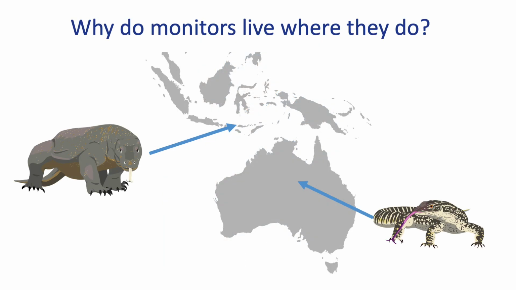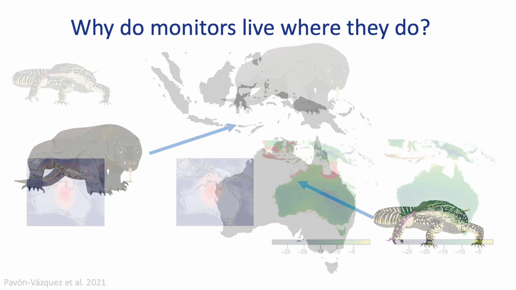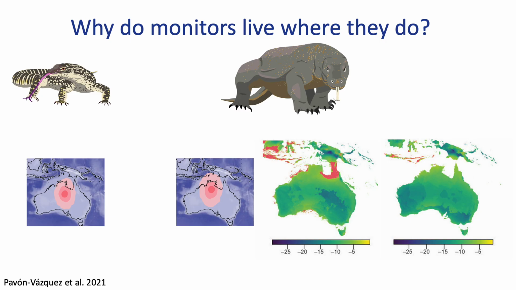And remember our little hybridization story? Well, if the Komodo dragon lives here in the Lesser Sunda Islands of Indonesia, and the sand monitors live here in Australia, then how did hybridization happen? Based on the relationships between the species, we were able to reconstruct the ancestral ranges of these monitors, and we actually found that a few million years ago, they lived together in northern Australia.